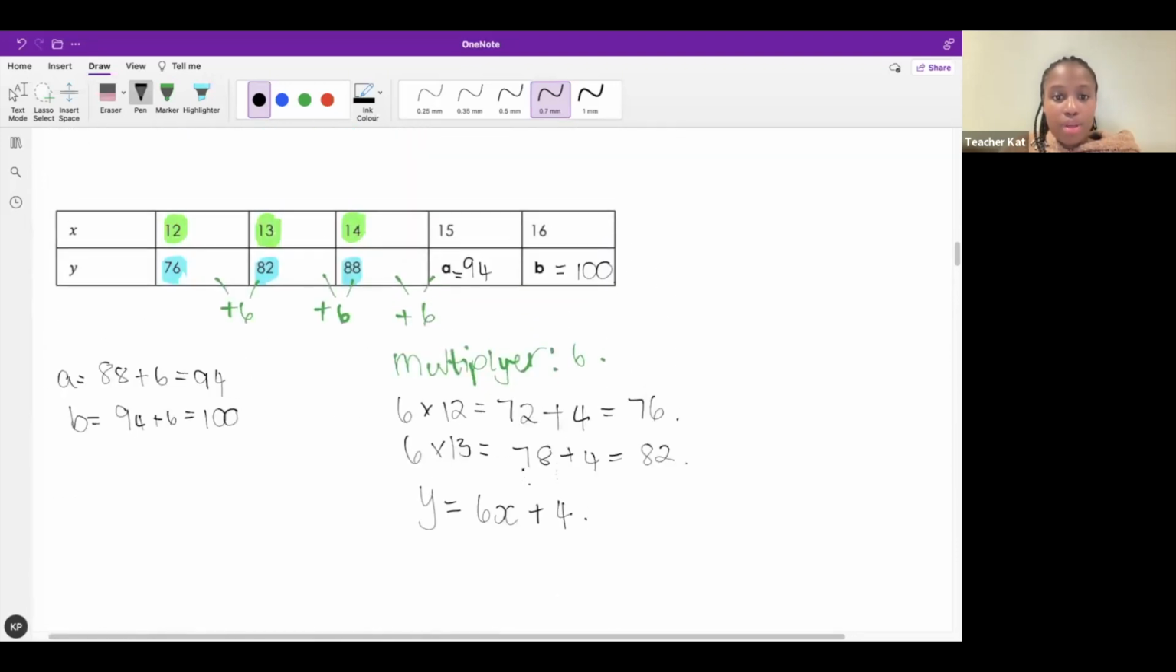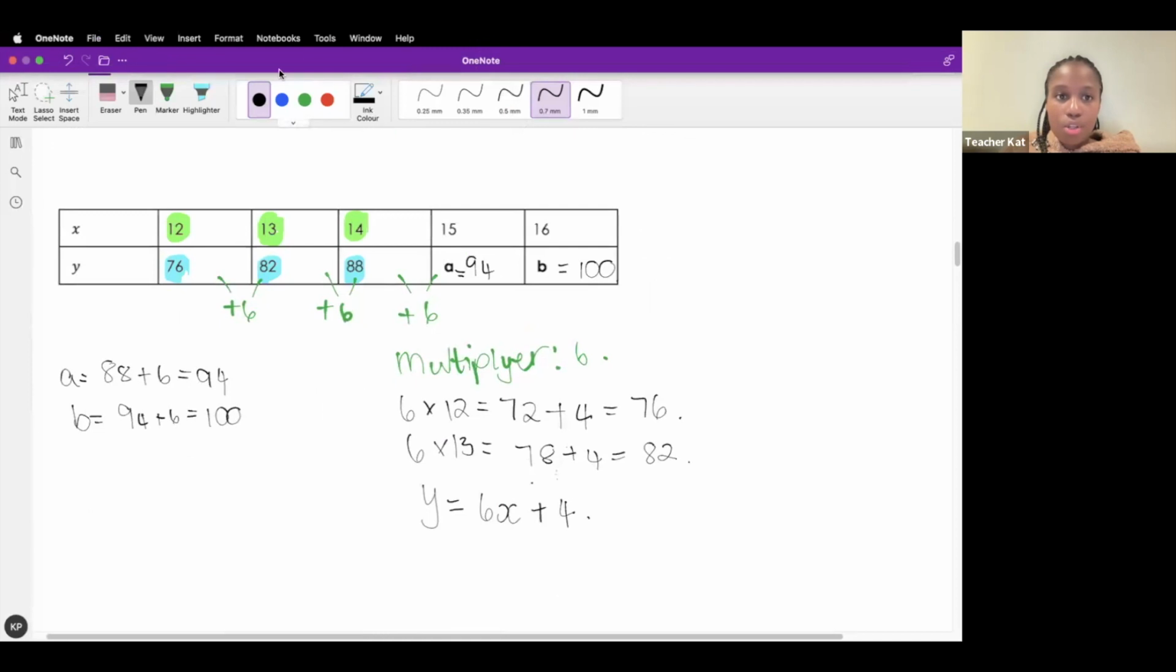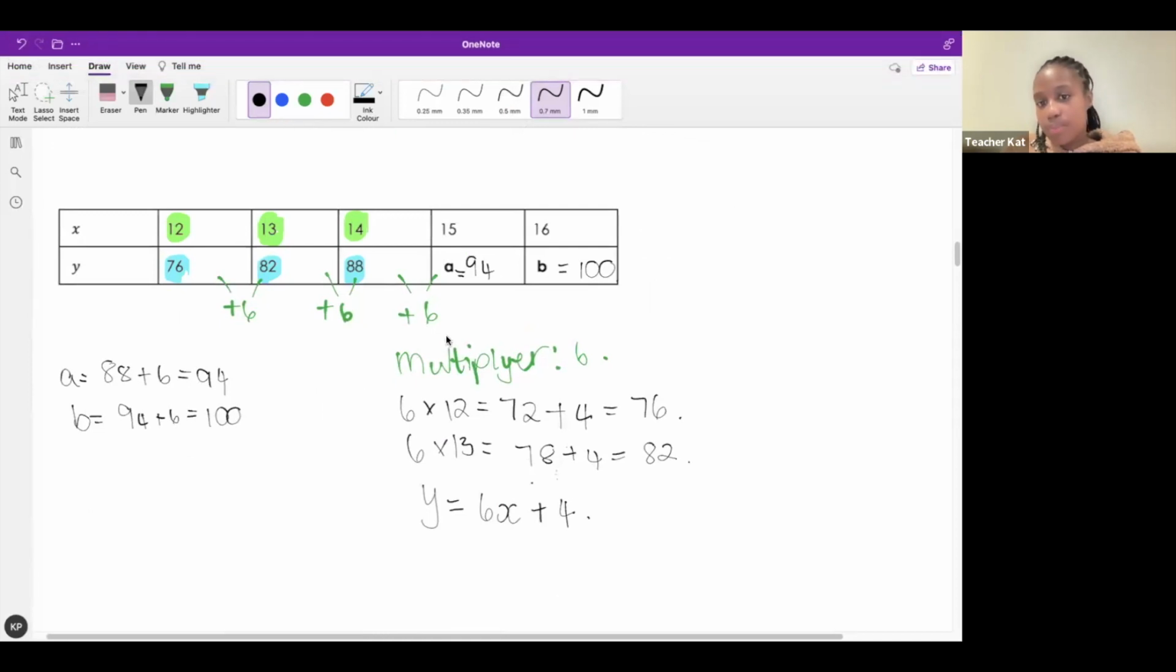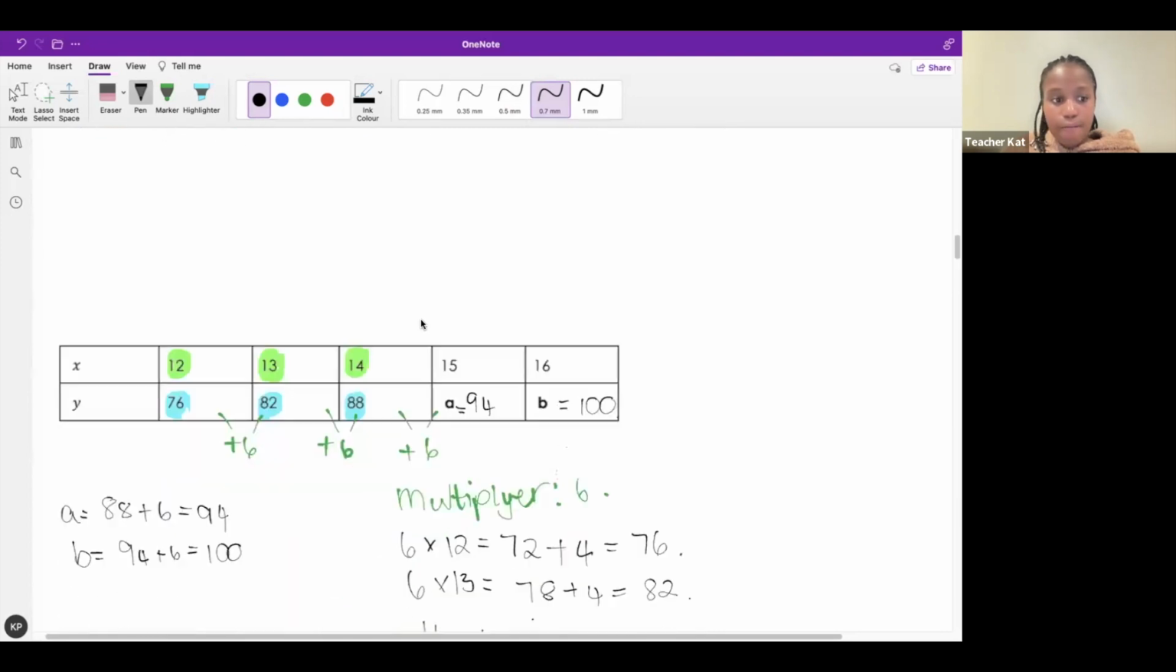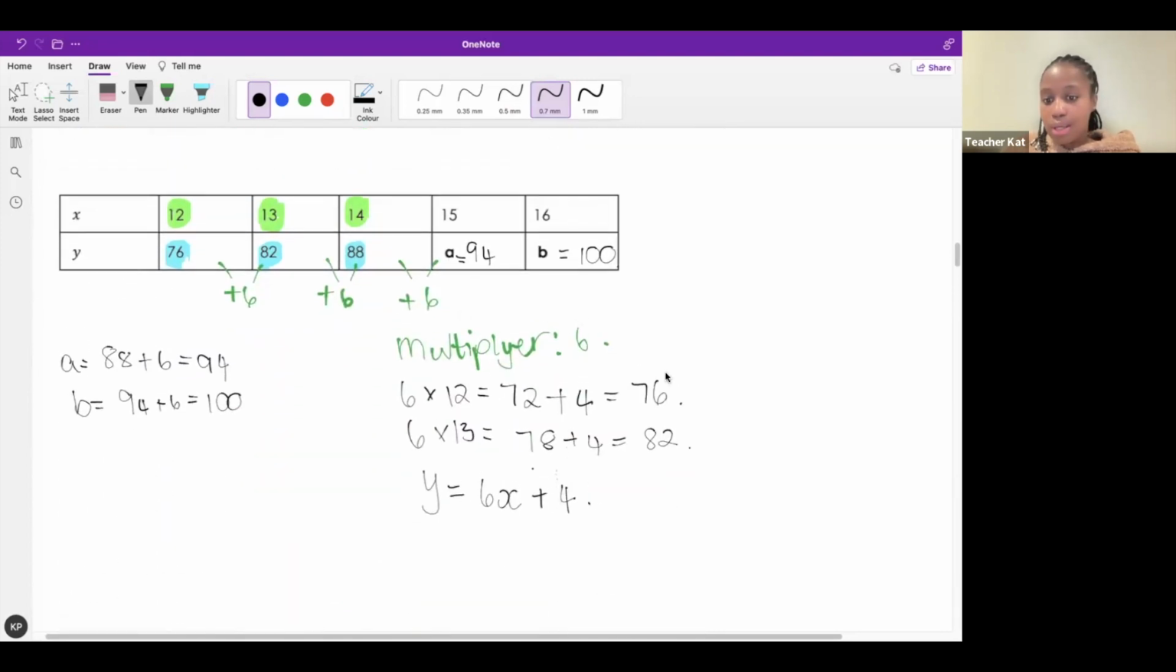Okay, before we go there, can we have a thumbs up, thumbs down on the last two tables that we did just now? This one and this one. Finding the general formula. Okay. Very few thumbs up. I hope everyone else is still listening and understands what's going on.